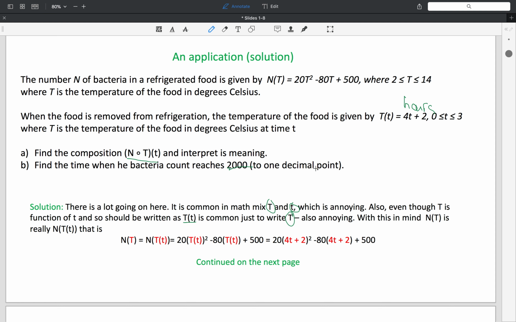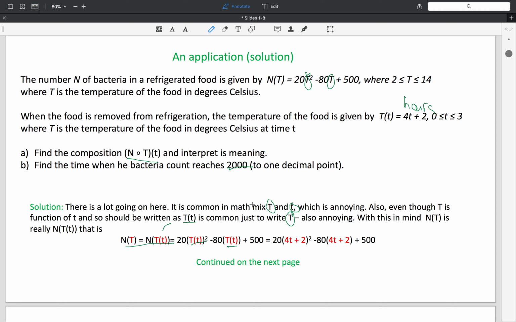That just is the way it is. It's annoying. So with this in mind, I think of N of T. I immediately start thinking of it as N of capital T of little t. And so that means I'm going to take this capital T of little t and plug it in for every t I get here. So I plug it in, square it, then I plug it in here, multiply times 80, and then I add 500.